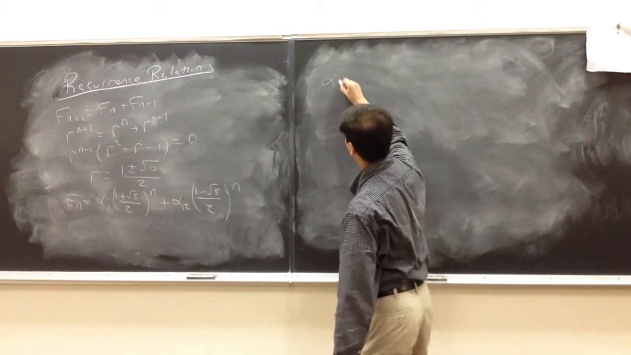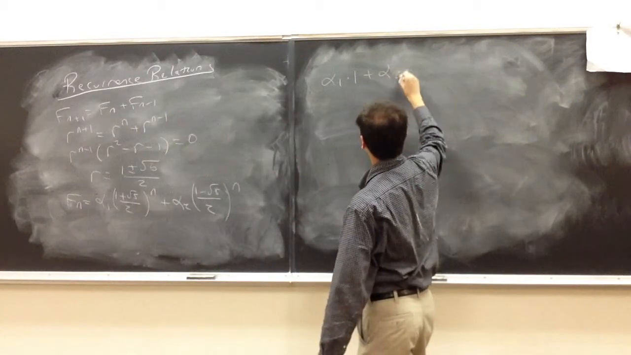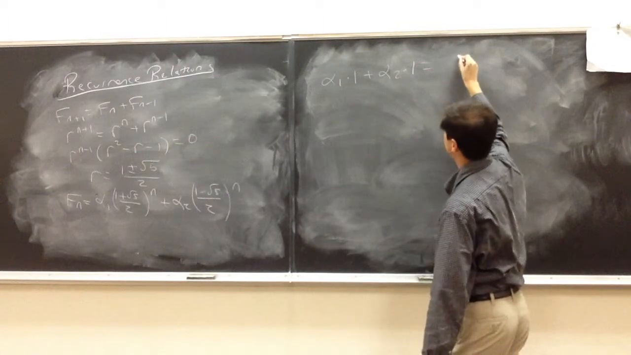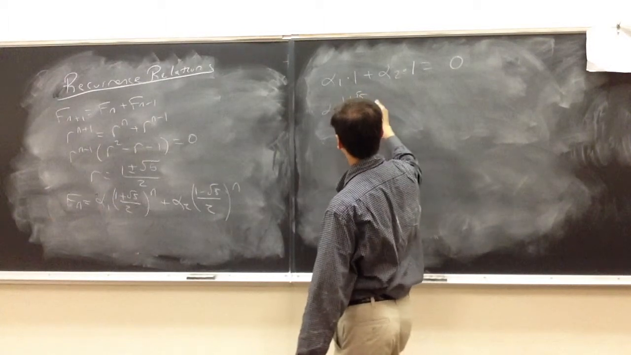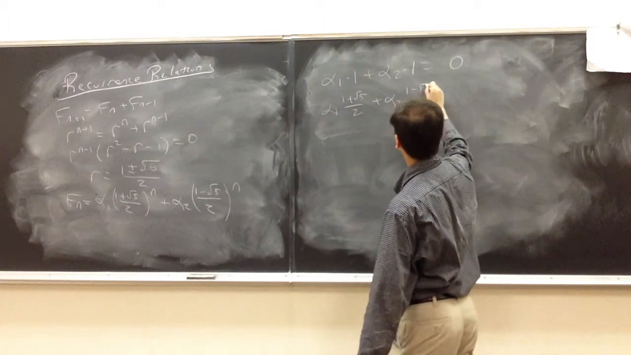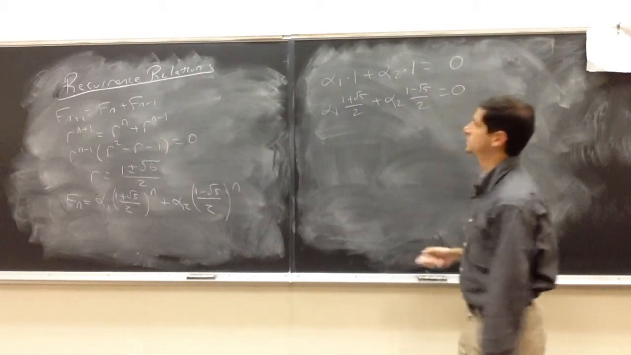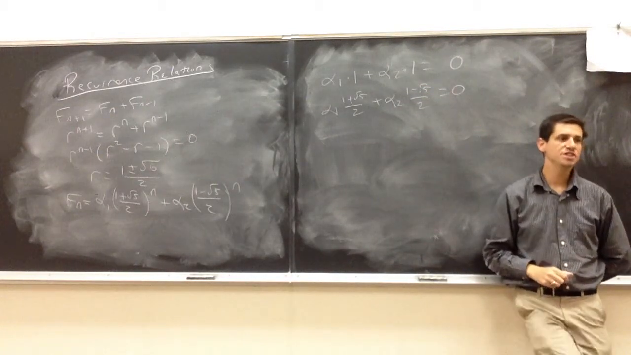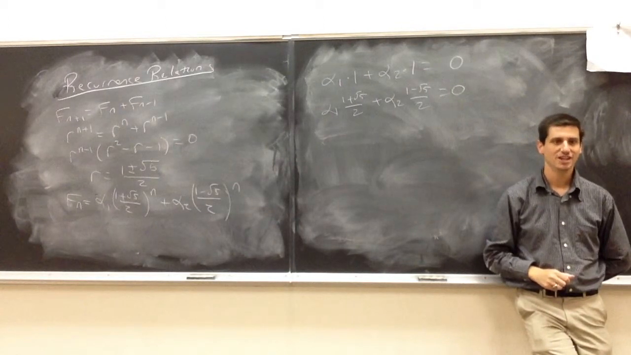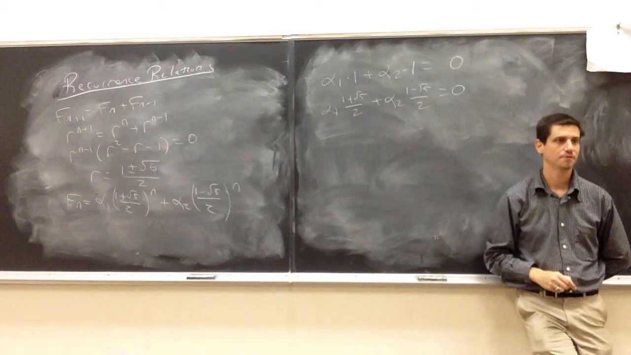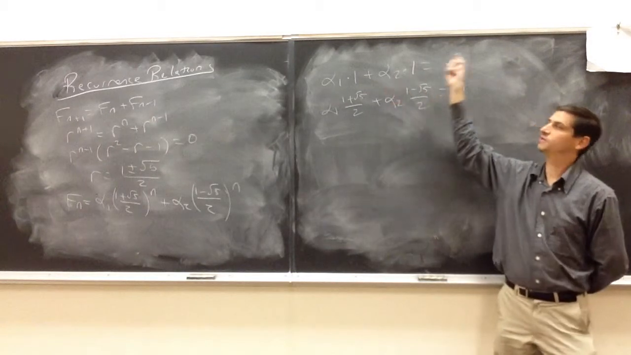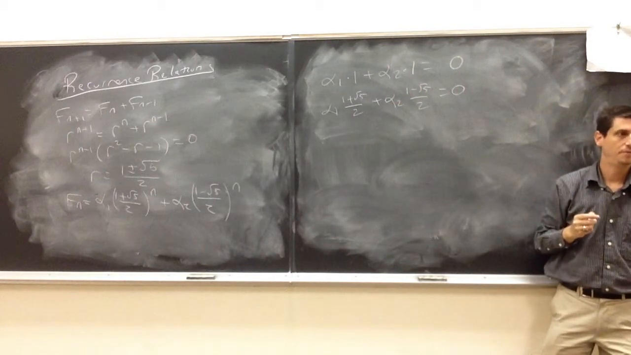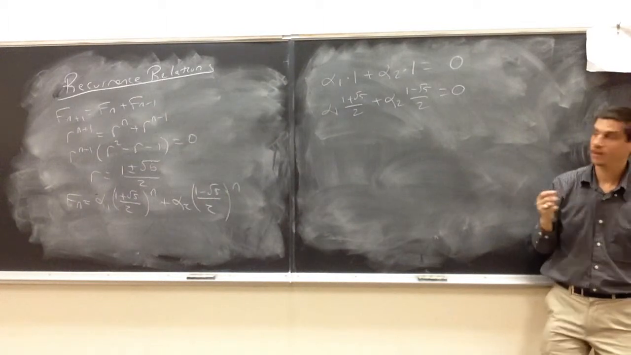So we get alpha 1 times 1 plus alpha 2 times 1 equals 0. And then we get alpha 1 times (1 plus root 5 over 2) plus alpha 2 times (1 minus root 5 over 2) equals 1. I could put this in matrix form. I could use linear algebra. It feels like overkill here. What can you detect from the first line? So what do we know from the first line? Alpha 1 equals negative alpha 2.